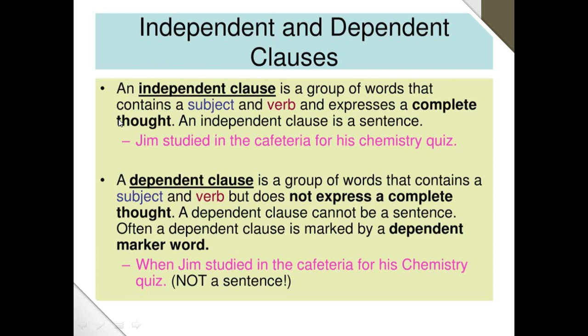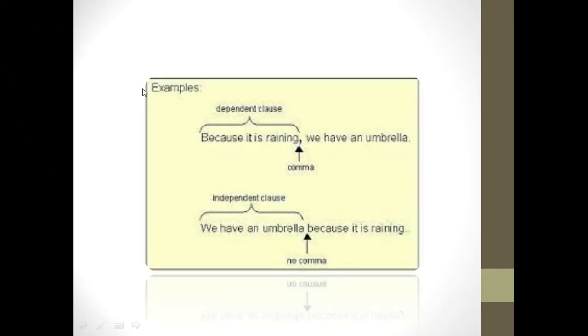But here this is a dependent clause. It needs another clause to complete its sense. So it is very clear now that an independent clause can stay alone, but a dependent clause needs some other extra information to complete its sense. It does not express a complete thought.